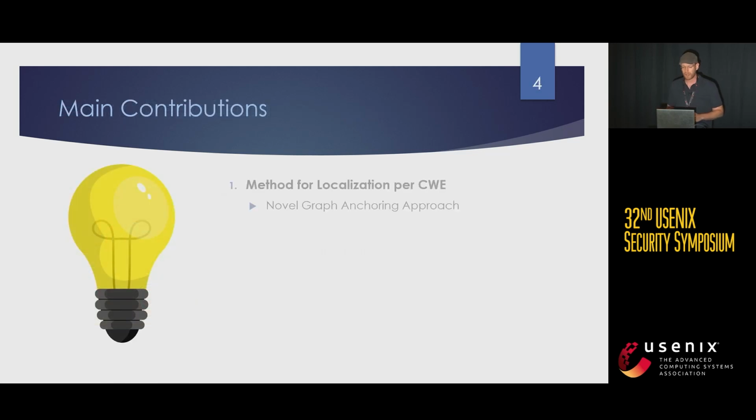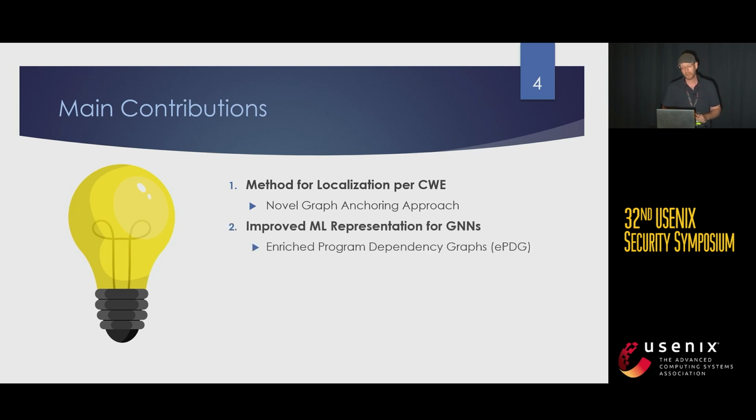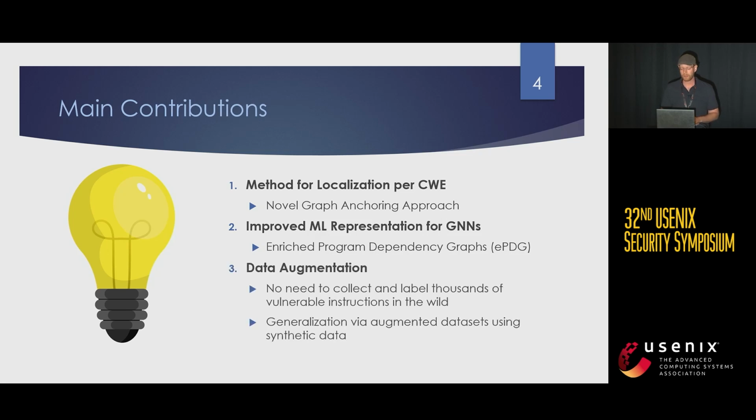The contributions we have in this work are, number one, a method that enables us to point at exactly the line where the manifestation point happens, so the developer doesn't have to waste time trying to figure out where to look. Second, we provide an improved representation for graph-based neural networks for looking at software. And third, we offer a method for data augmentation so that you can take synthetic samples, let's say from the Juliet data set, where you just have a few lines of code representing a simple vulnerability, and augment that in a way so that you can identify real vulnerabilities in the wild.